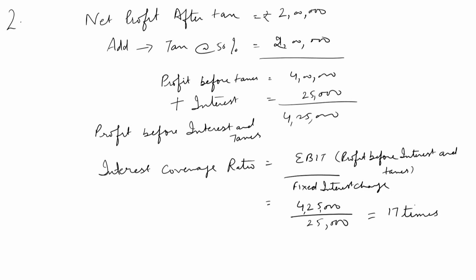This ratio is to be represented in times. So it shows that the company has sufficient profit to meet its interest charges out of the given profit.